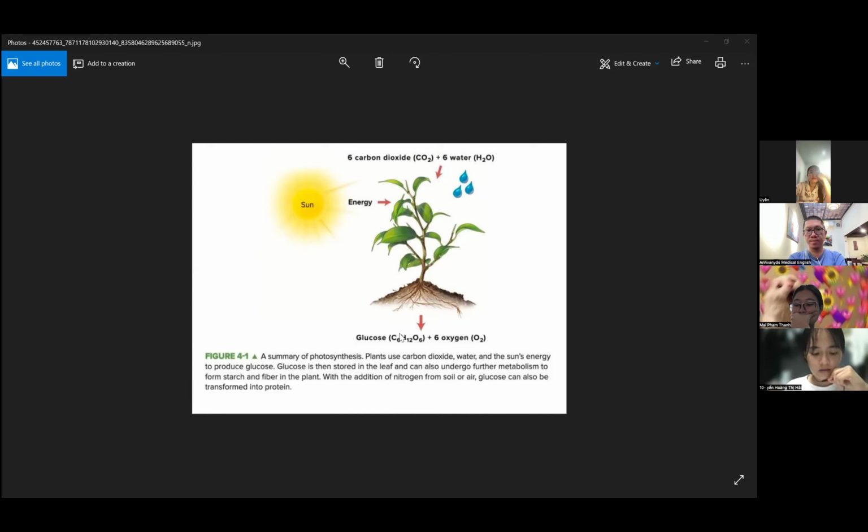Glucose is stored in the leaf and can also undergo further metabolism to form starch and fiber in the plant. With the addition of nitrogen from soil or air, glucose can also be transformed into protein. And that's all of my summary of photosynthesis.